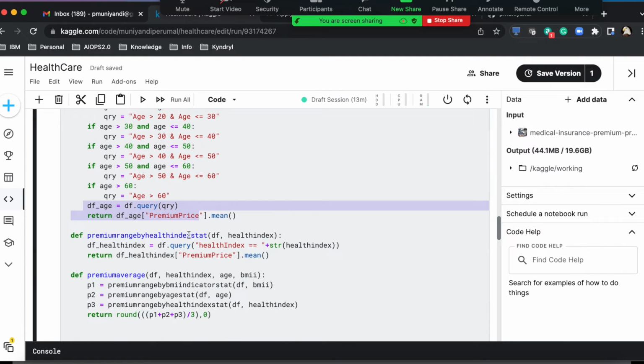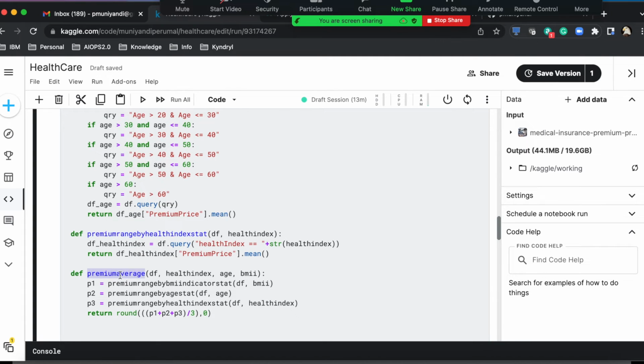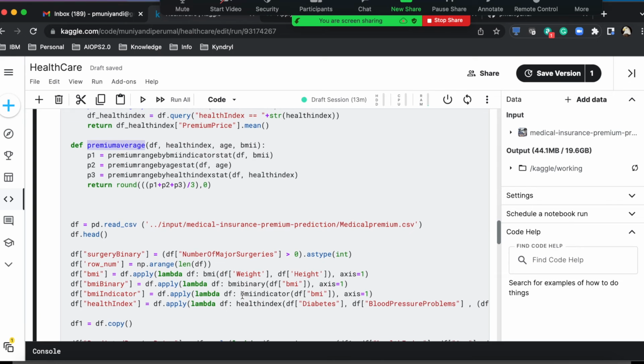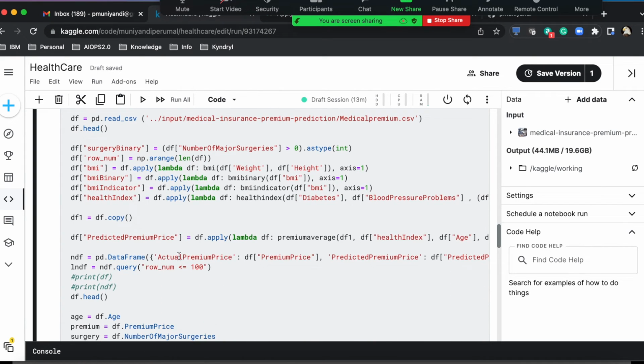So same thing with health indicator. All those three averages, I'm putting again into an average. Based on the health index, what is the average? Based on the age, what is the average? Based on the BMI, what is the average? All these three averages I'm putting together, I'm creating one more average. So that is what I'm applying as the premium average. That particular premium average is created as a new column. So that's what I was displaying here.